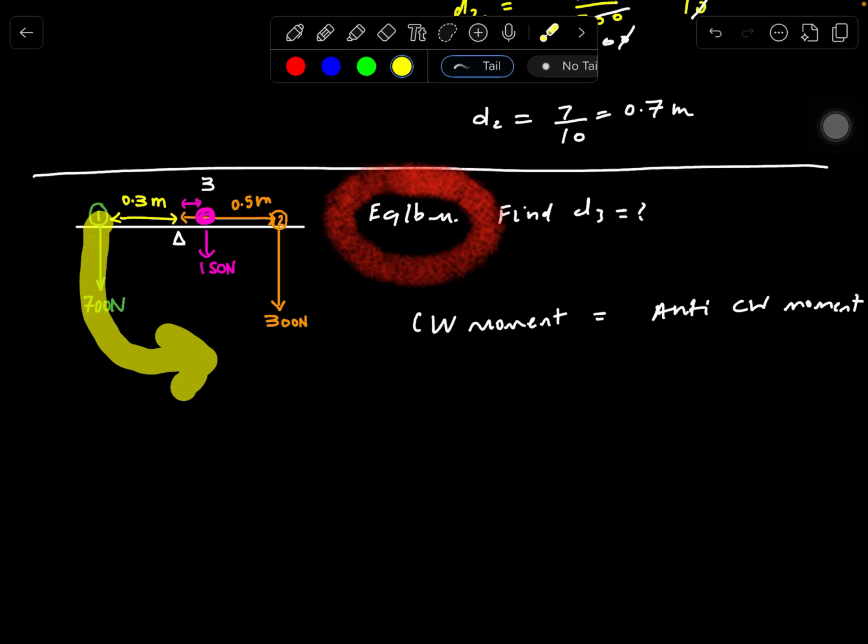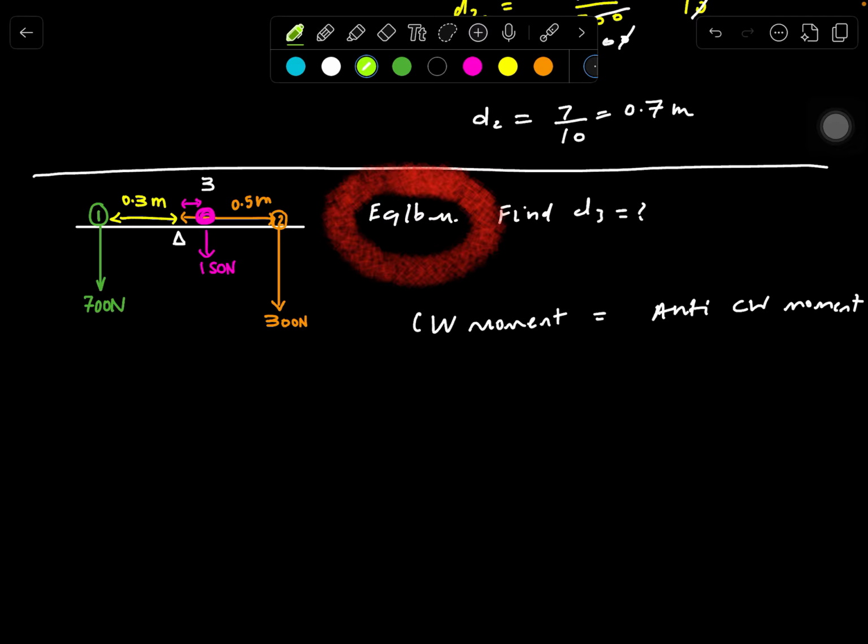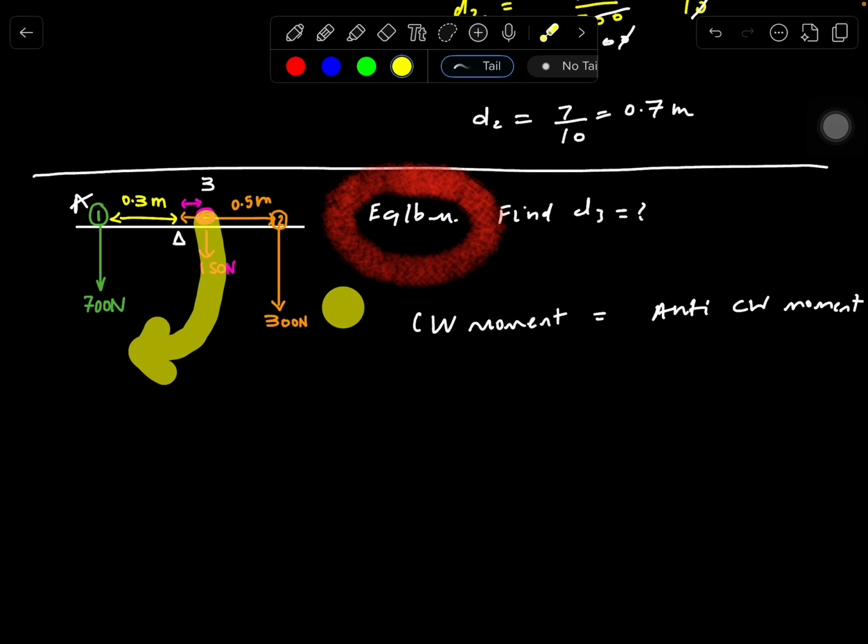This is anti-clockwise. So the first one, let's label it, anti-clockwise. Let's look at the second one. The second one is on the right side of the pivot, so you have to take it towards the pivot, and you go like this. Is it clockwise or anti-clockwise? Of course, it's clockwise. And the second one is also clockwise.